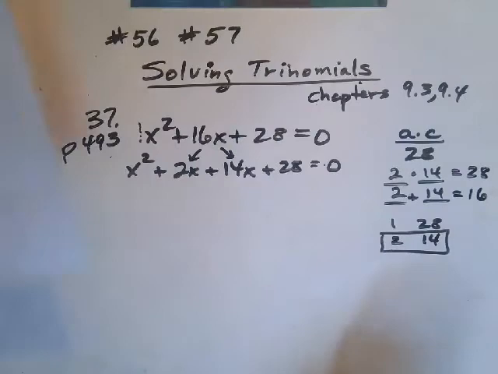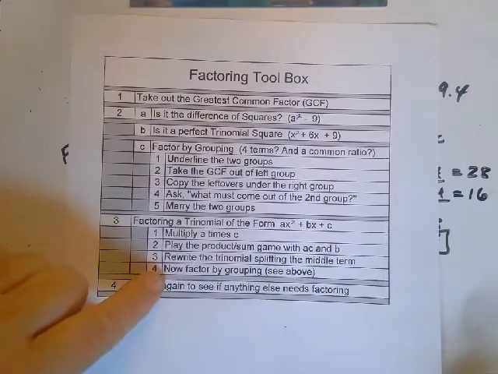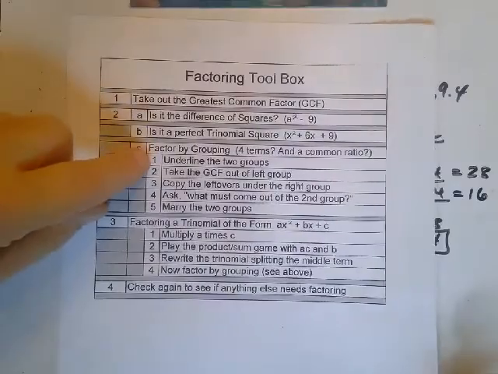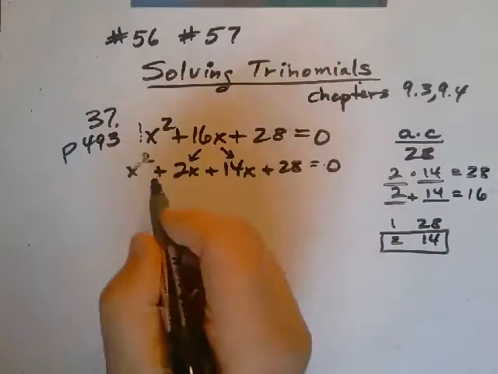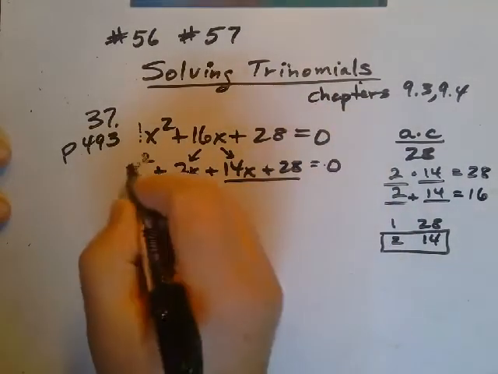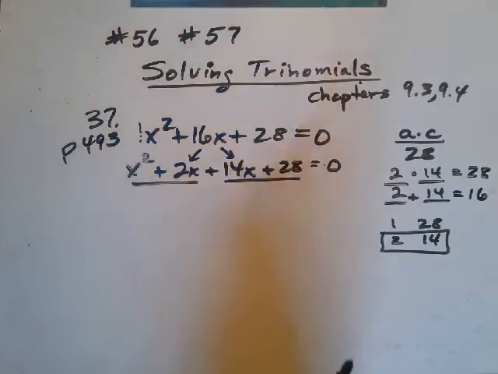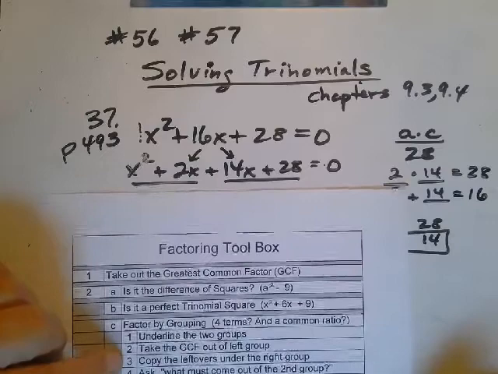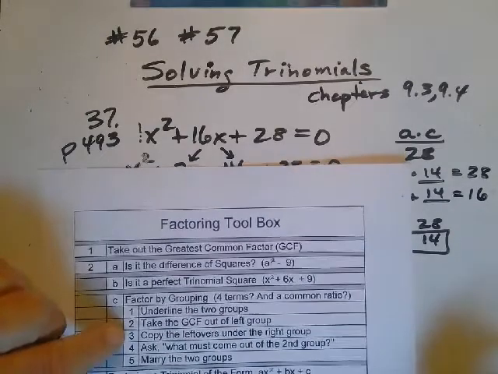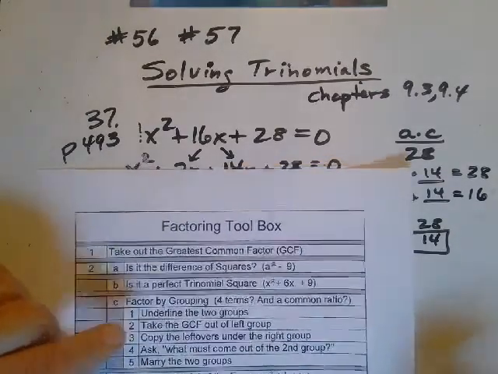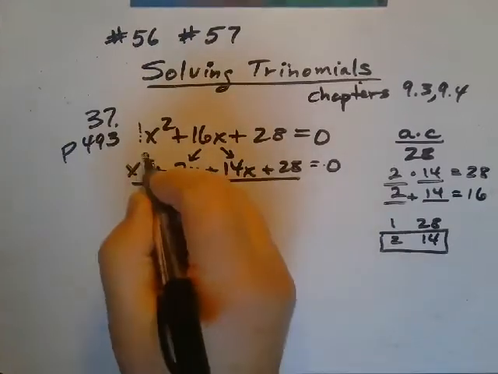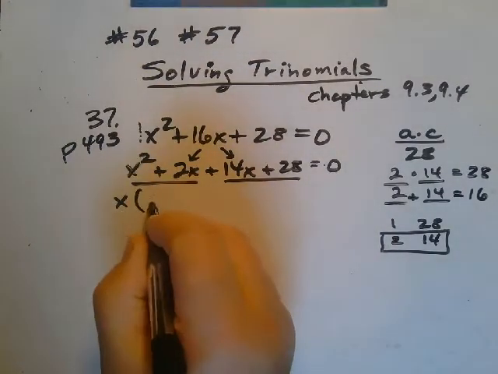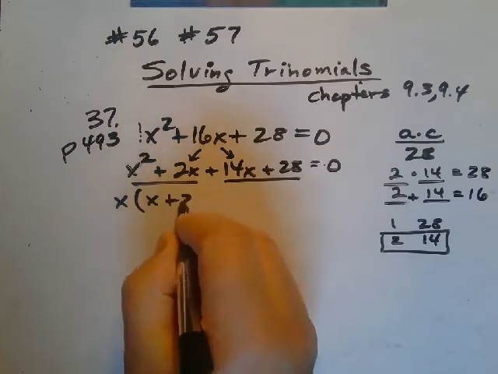All right, now it says to factor by grouping. So we're going to go back up here and factor by grouping. Here we go. Number 1, underline the two groups. There are your two groups. Step 2, take the GCF, the greatest common factor, out of the left group. So I'm going to pull out x here, and that leaves me with x plus 2.